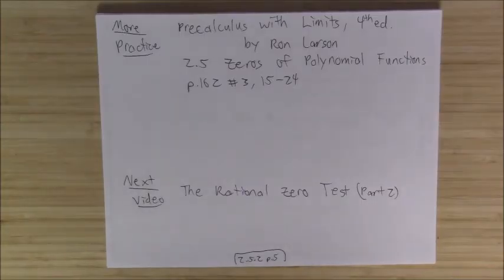If you'd like some more practice in working with the rational zero theorem, rational zero test, we'll do some more examples in the next video. But in the meantime, try working from the book on page 162, numbers 3 and 15 through 24.